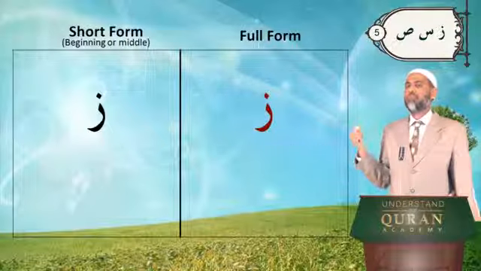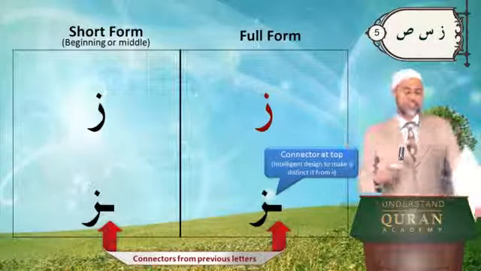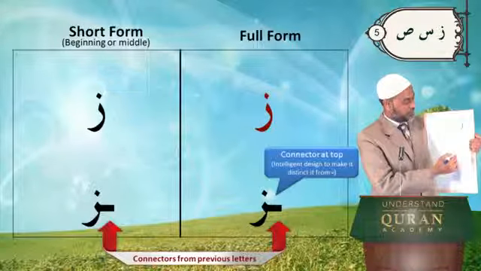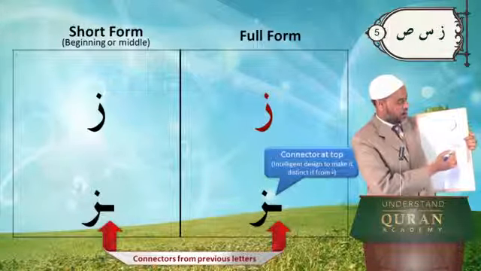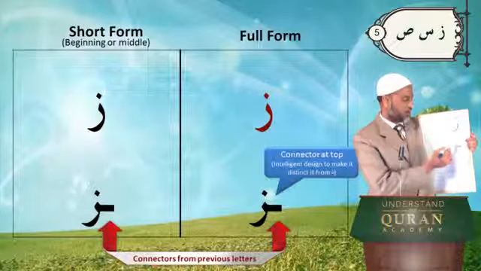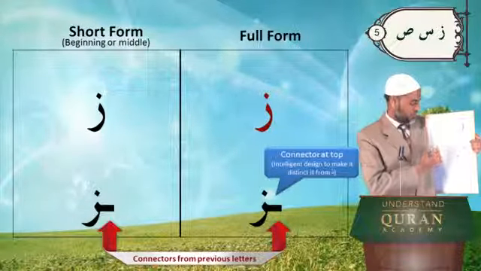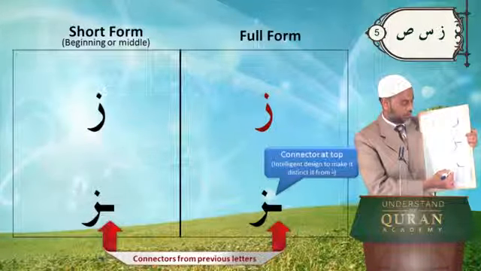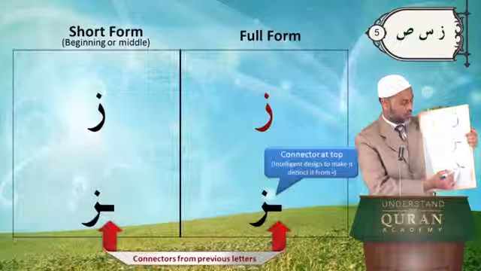And both of them can have connectors from previous letters. And remember, this is the full form and this is the short form, and the connectors are at the top. Connector in za is at the top, okay? At the top. Why am I saying that? Remember, in case of dal, the connector was at the bottom.